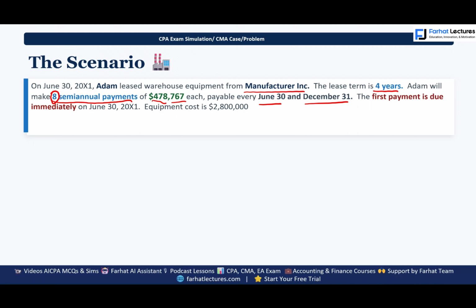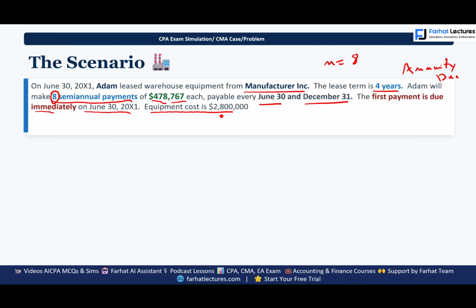And this is important. So n equal to 8. When you go to the time value of money, you have to look at the n equal to 8. And whatever interest rate is given to you, you have to cut it in half. The first payment is due immediately on June 30th, X1. So this is important. This means this is an annuity due. Annuity due means that first payment is due immediately.